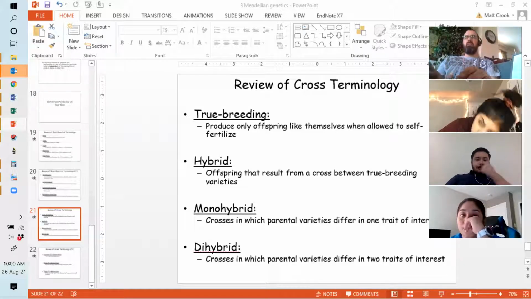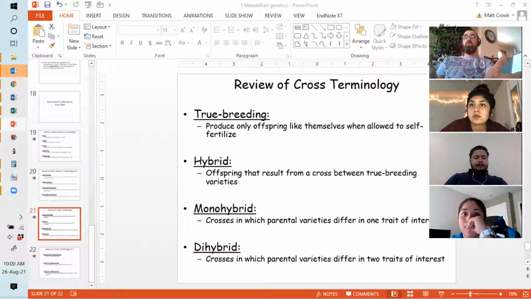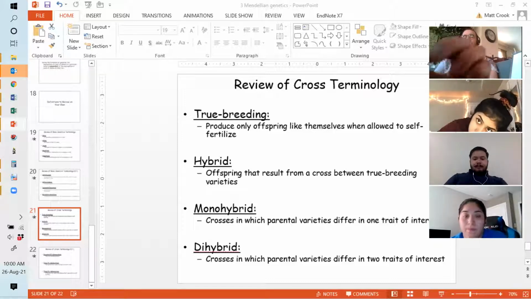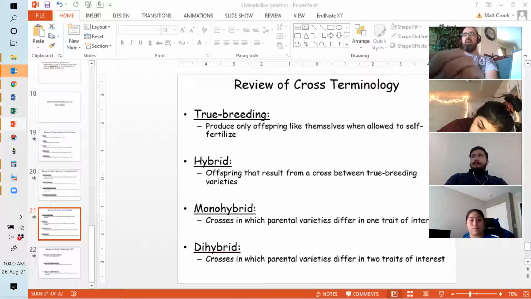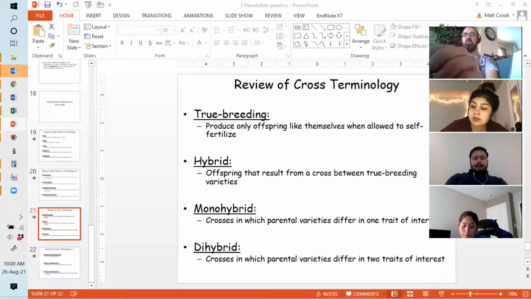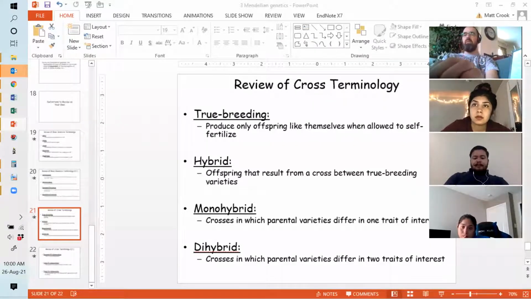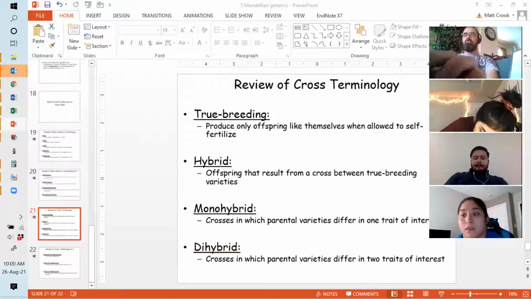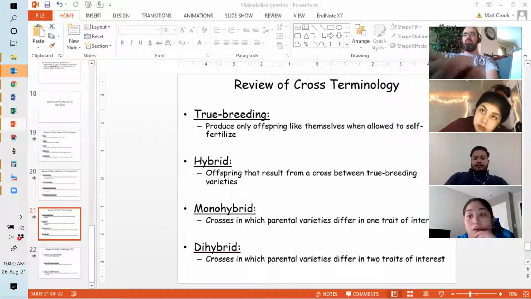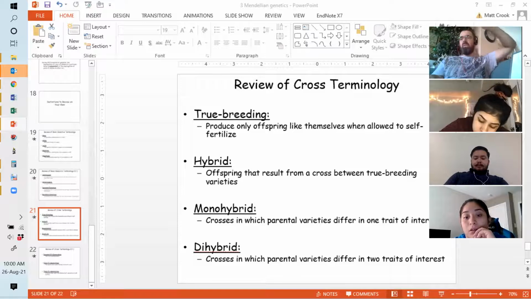And this isn't hard and fast, because the law of segregation applies to all Mendelian crosses, however many traits you're looking at. But by and large, what we're looking at in the monohybrid cross is the law of segregation. And the dihybrid cross illustrates, there you go, that's a better way of putting it, the law of independent assortment. So that's another way of looking at things.